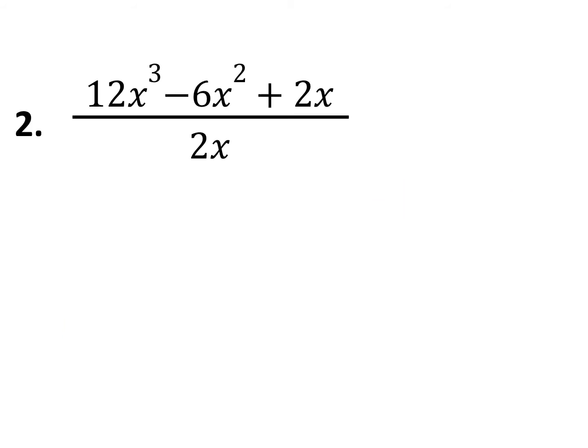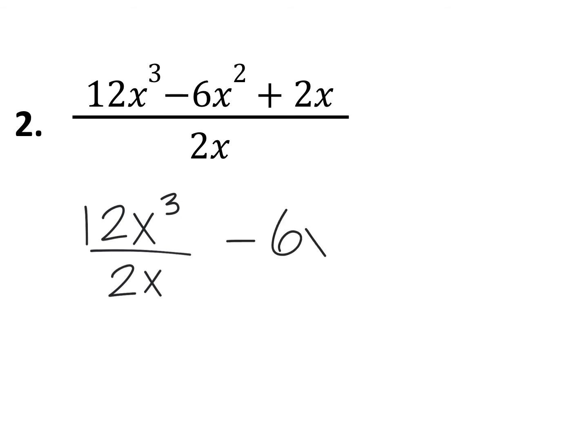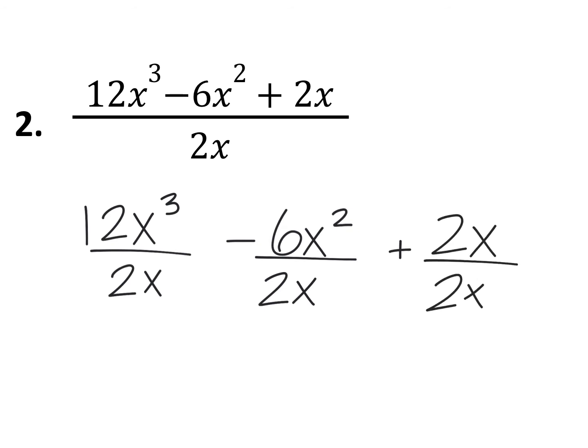So on number 2, the first thing you need to do is break this up and rewrite it. So take each term and divide each term by 2x. 12x to the third divided by 2x. The middle term divided by 2x. And the last term divided by 2x. And then you do each term, part by part.